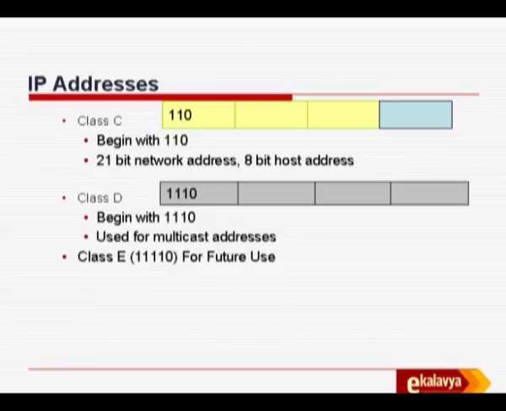It begins with 110. That means the first three bits is 110. If it is 110, then it uses 21 bits for network address and 8 bits for host. 8 bits will mean how many machines? 256. Clearly, this is where I am likely to find my machine.